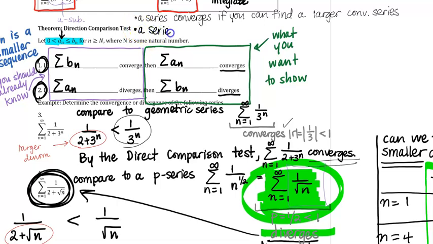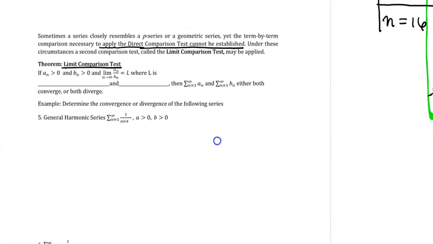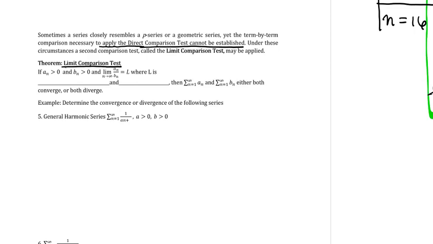We could conclude that a series diverges if we can find a smaller divergent series. So if we can't find a smaller divergent series or a larger convergent series, then we cannot use the direct comparison test. And that's when we will use the limit comparison test.